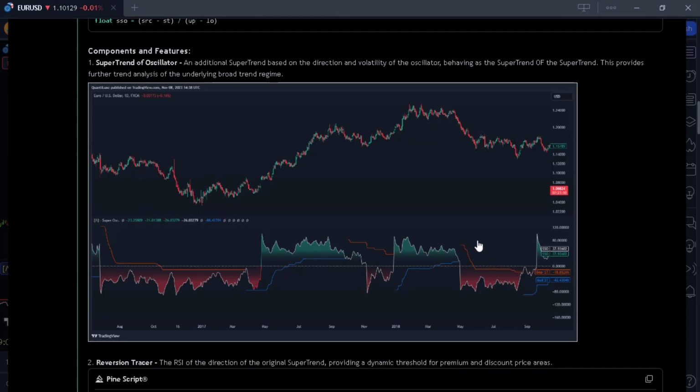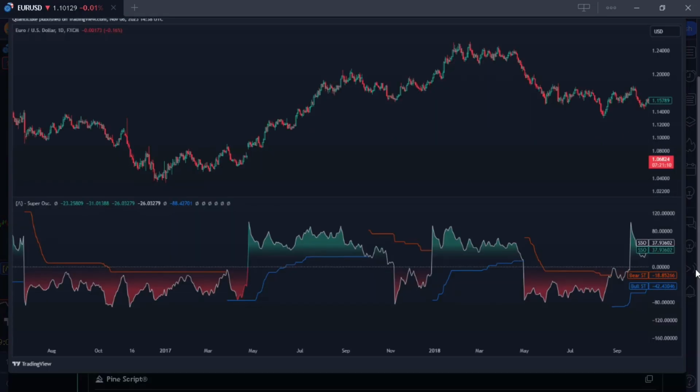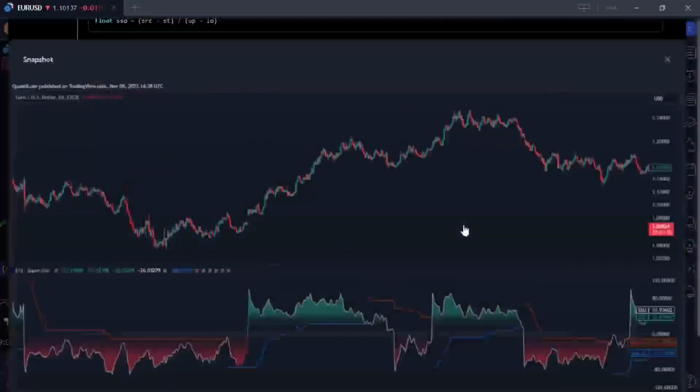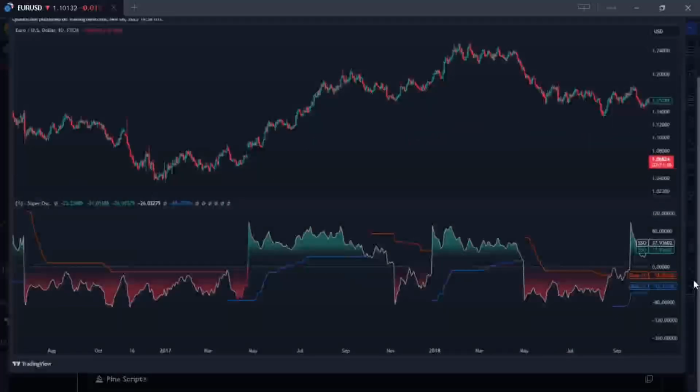Now, let's introduce the star of our show, the Standardized SuperTrend Oscillator, or SSO. It's derived from the SuperTrend and the source price, calculating the standardized difference between them. This standardization is crucial. It's achieved by dividing the difference by the distance between the upper and lower bounds of the SuperTrend. This Python script for the SSO takes the source price and the SuperTrend upper and lower bounds, and calculates the oscillator. This gives us a dynamic tool for understanding the market sentiment.